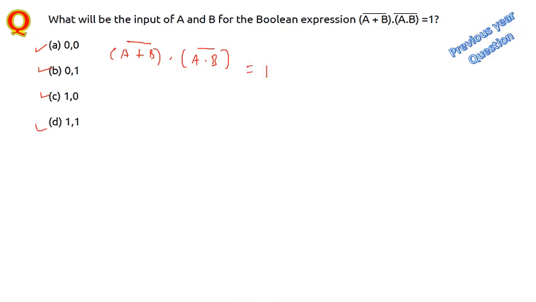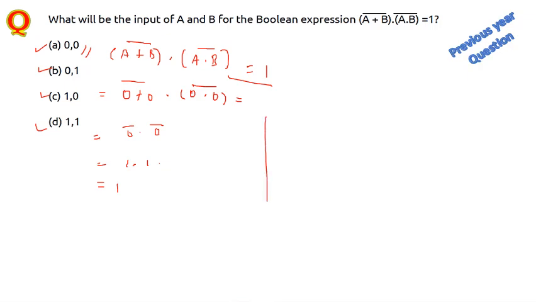A equal to 0 and B also 0. So I have (0 plus 0) bar dot (0 dot 0) bar. What will the answer be? It should be equal to 1. 0 plus 0 is 0, and 0 dot 0 is also 0. So we have 0 bar, which is 1, and 0 bar, which is 1. So the answer here is equal to 1. We can confirm that this is the answer.